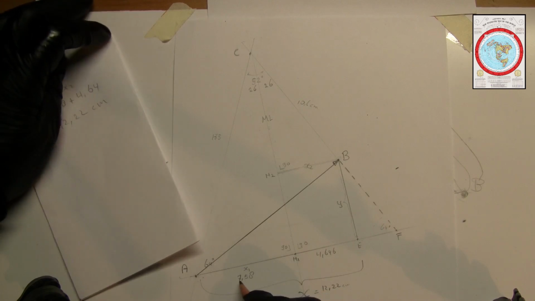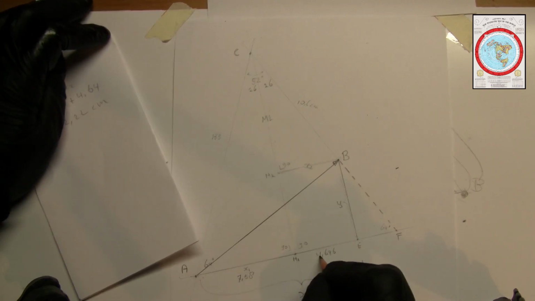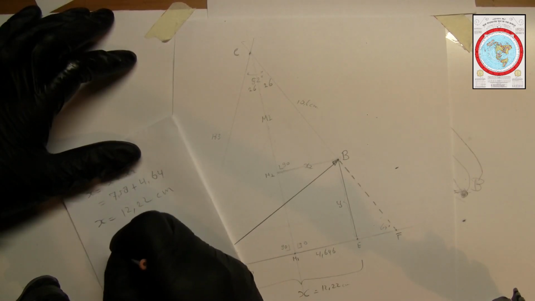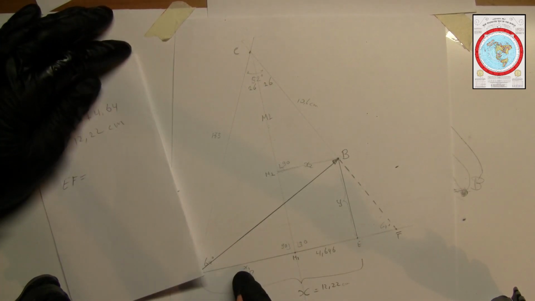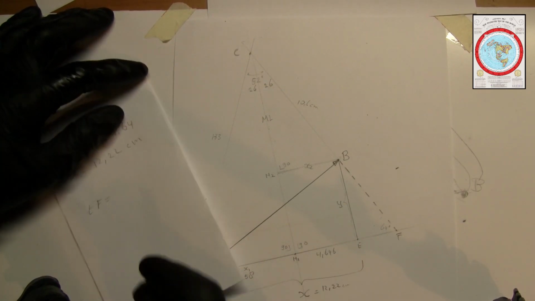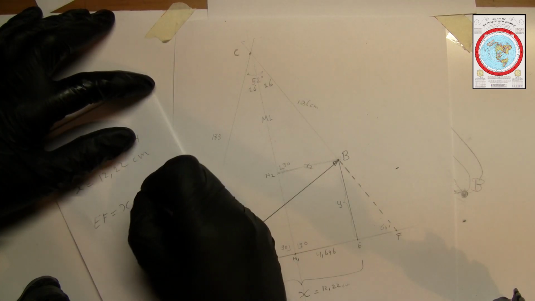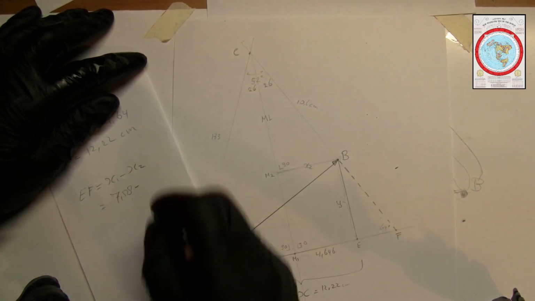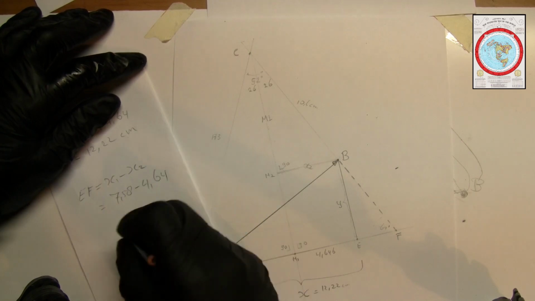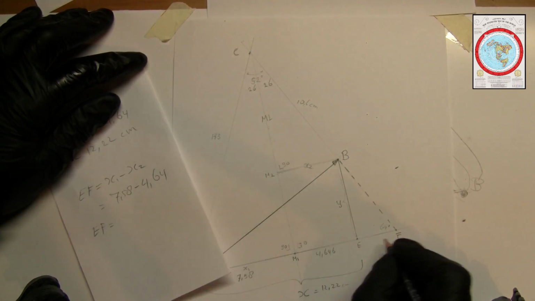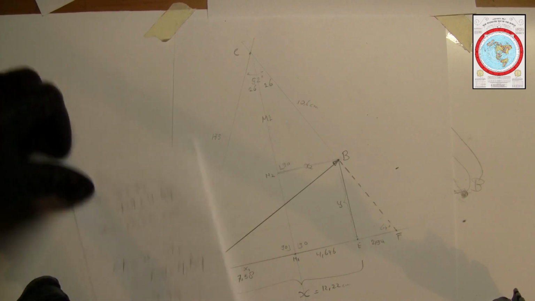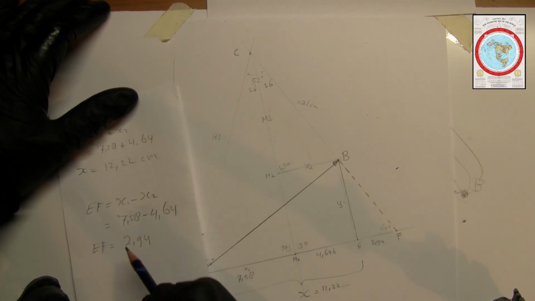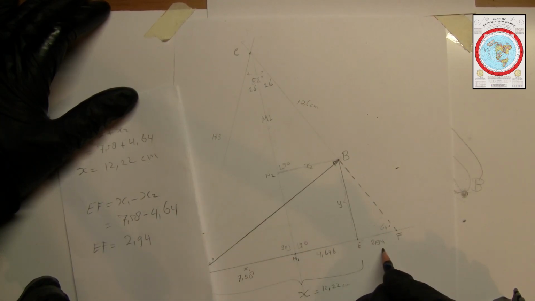So it's going to be 7.58 minus 4.646. So EF is X1 minus X2, and that is 7.58 minus 4.64. So now we have EF as well. We did the math, and the distance between E and F is 2.94 centimeters.